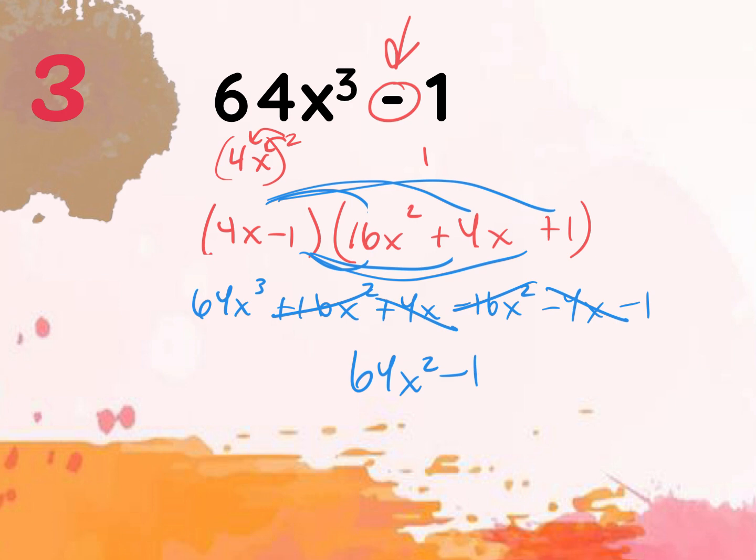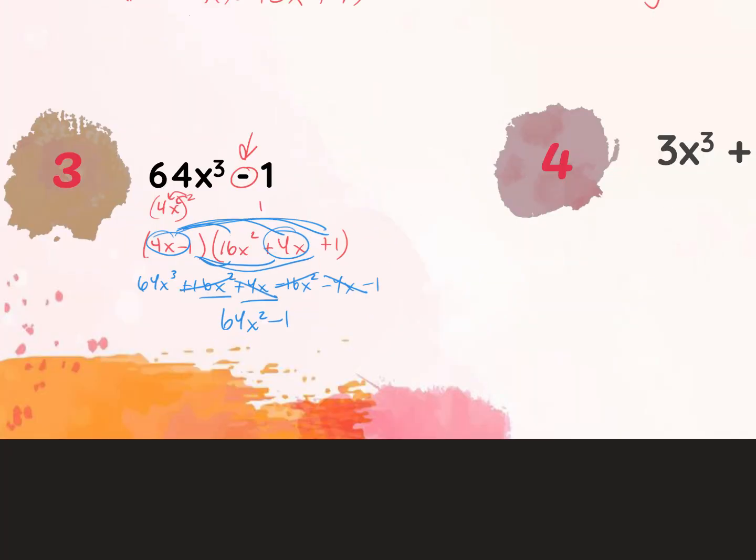4x times 4x is 16x squared, yeah? And then 4x times 1 is 4x? Yeah? Okay. No, that's good. No, check me. That's fine. Thanks.